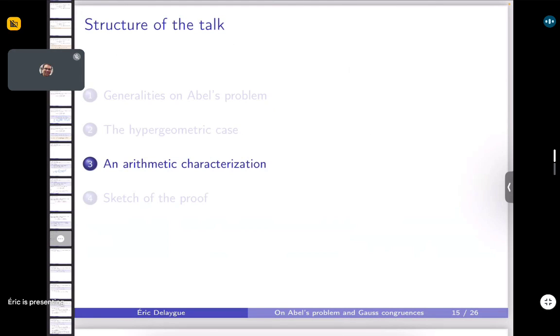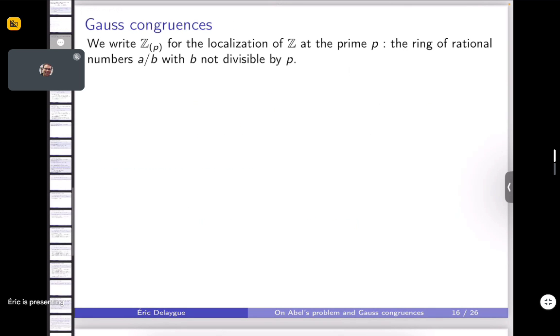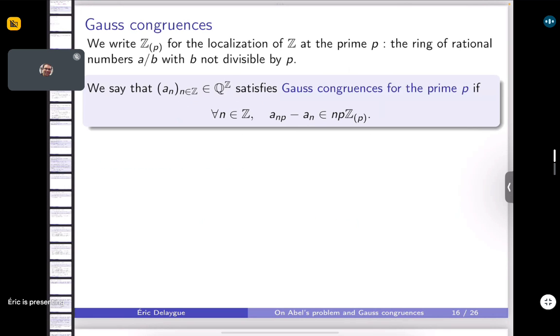To do this, we used an arithmetic characterization, which I will explain now, and which is based on Gauss congruences. In the following, we write Z_p for the localization of Z at the prime p. Equivalently, this is the ring of rational numbers a over b, where b is not divisible by p, okay? And we say that a sequence with values in Q satisfies Gauss congruences for a given prime p if the difference between a(np) and a(n) is divisible by np, so it is equal to np times a rational number which has no p in the denominator, okay?